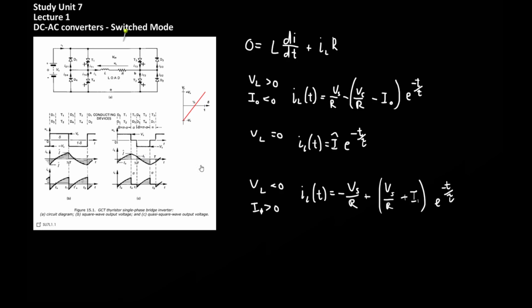When the output voltage is 0, the output current is simply equal to Imax multiplied by e^(-t/τ), where Imax is the maximum possible current in the cycle.